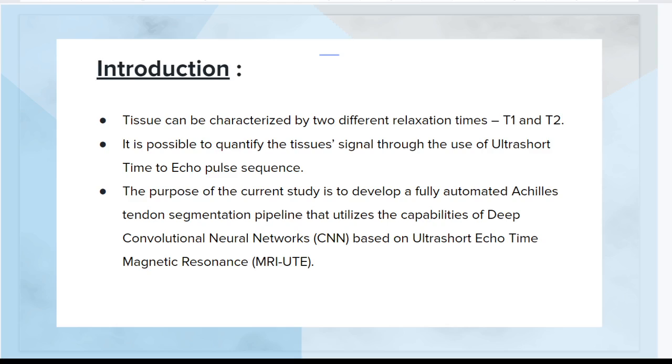Basically, there are two approaches to measure the tendon volume. The first approach is the manual approach, which is a time consuming and user dependent task. The other approach is the automatic segmentation, which is a computer dependent task, hence, it is faster and less biased. The purpose of the current study is to develop a fully automated Achilles tendon segmentation pipeline that utilizes the capabilities of deep convolutional neural networks or CNN based on MRI-UTE. The performance of the proposed approach is tested by comparing its results against manually segmented dataset.